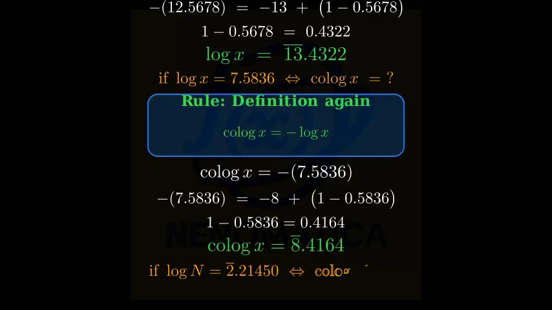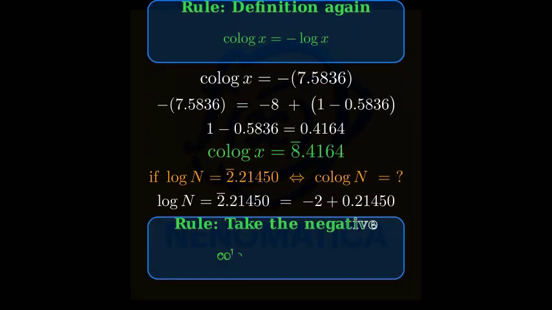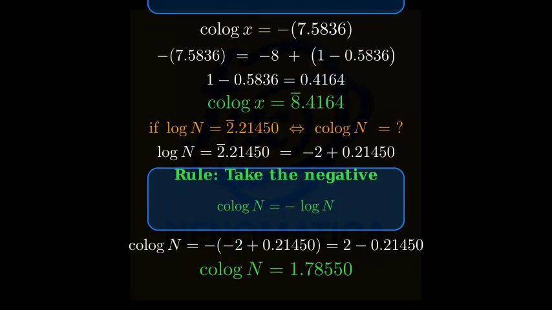Lastly, the third conversion. If log of n is bar 2.21450, what is colog of n? A bar over 2 means the characteristic is negative 2 while the mantissa stays positive. So log of n equals negative 2 plus 0.21450. Colog n is the negative of that entire quantity, 2 minus 0.21450, which equals 1.78550.